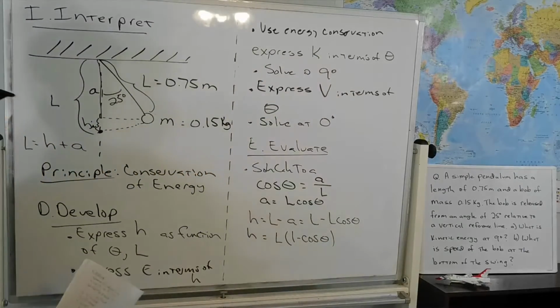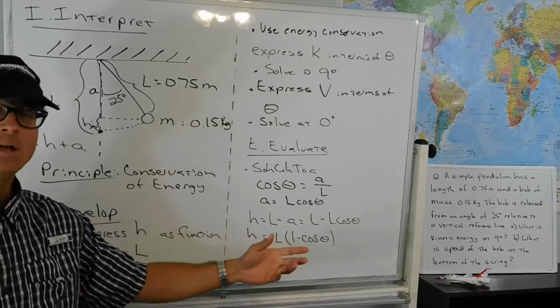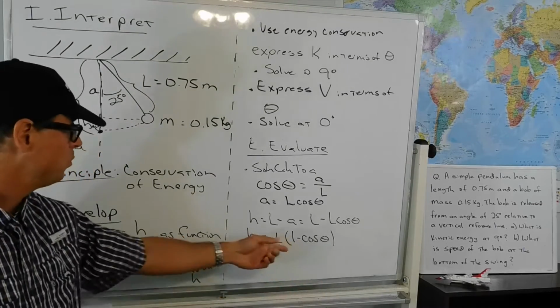And let's go ahead and just ask, does this make sense? Yes, it does, because the cosine of 0 is 1.